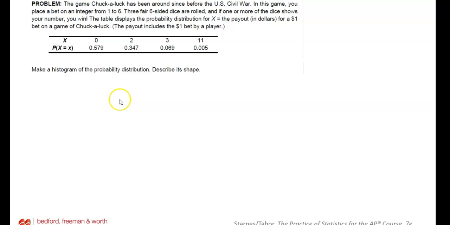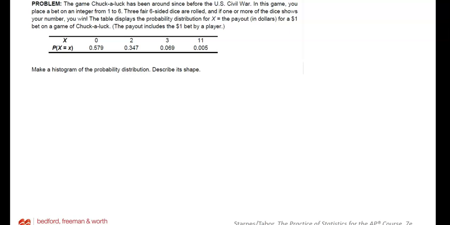The game of Chuck-a-Luck has been around since the Civil War. In this game, you place a bet on an integer from 1 to 6. 3 fair 6-sided dice are rolled, and if one or more of the dice shows your number, you win. The table below shows the probability distribution of X, the payout in dollars for a $1 bet of Chuck-a-Luck. The payout includes the $1 bet by a player. Make a histogram of the probability distribution and describe its shape.